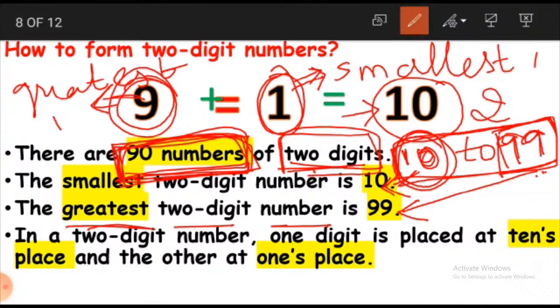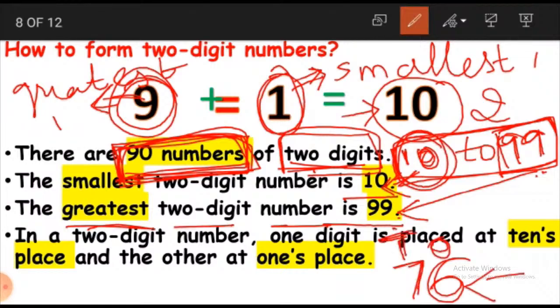If we look at the place values of 2-digit numbers, let us take this 2-digit number 76. One digit is placed at 10's place and the other is placed at 1's place. We start writing place values from the right side, right? So 6 is at 1's place and 7 is at 10's place. 2-digit numbers have only 2 place values, which are 1's place and 10's place. Is this clear?